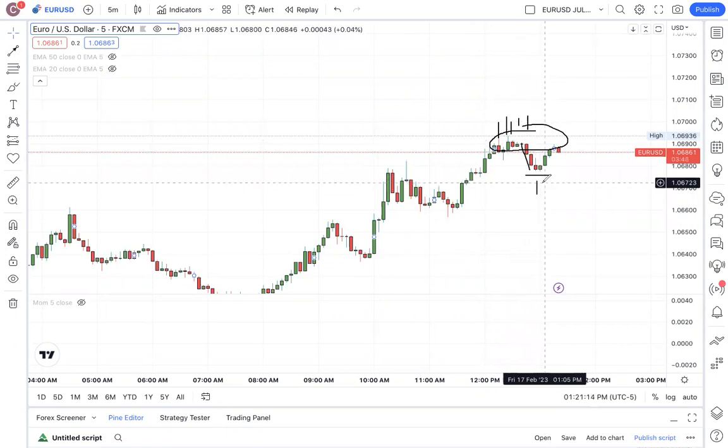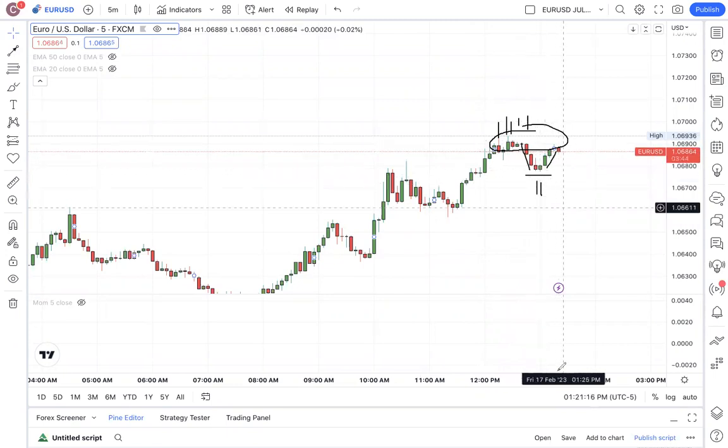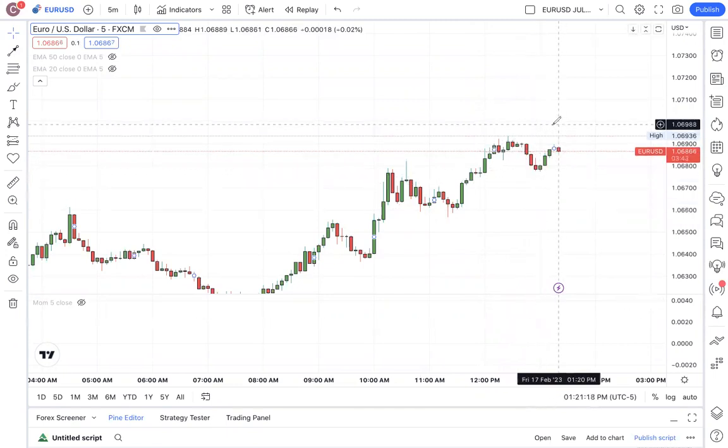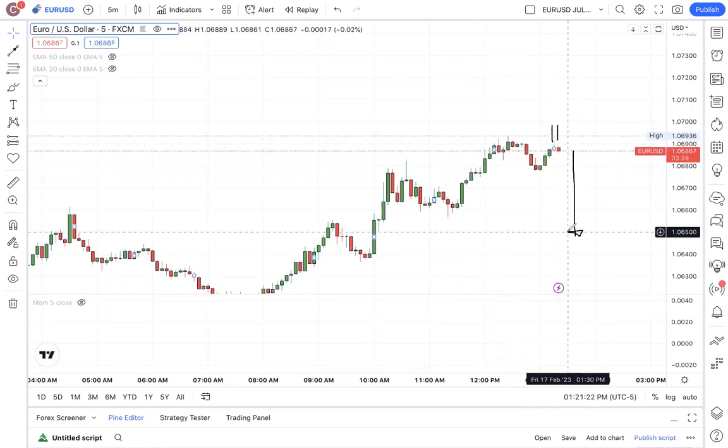We've had 1, 2 rejections, then we had a buy. And it looks like, if I'm not mistaken, we have 1, 2 rejections, and it looks like the market is going to be going down again, right?